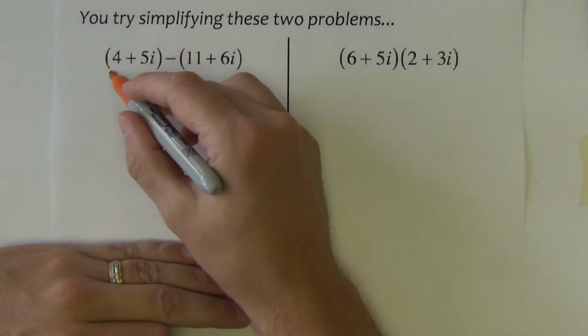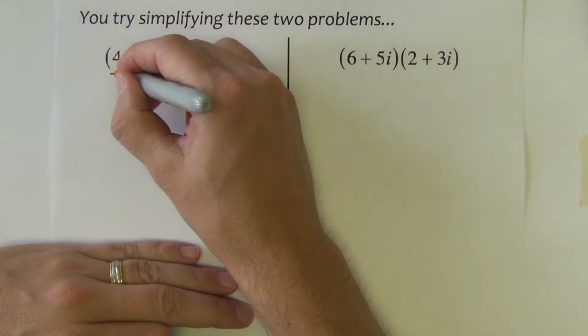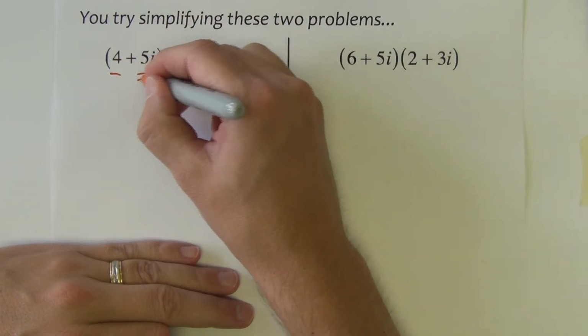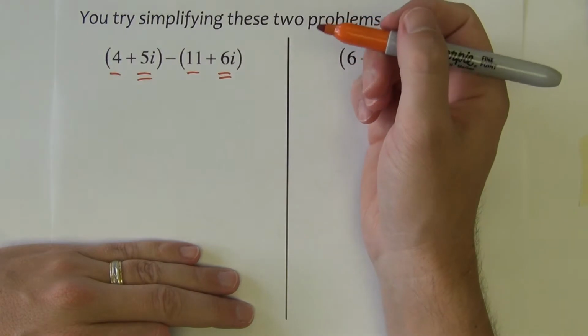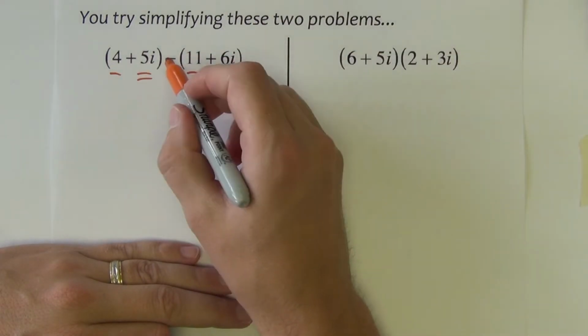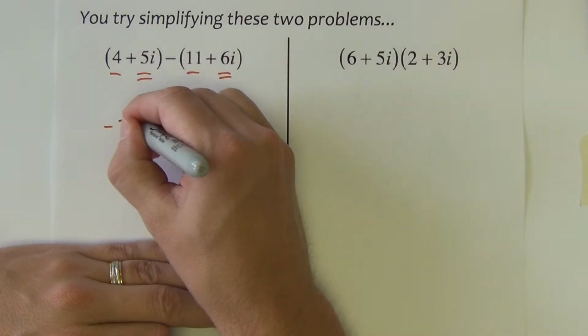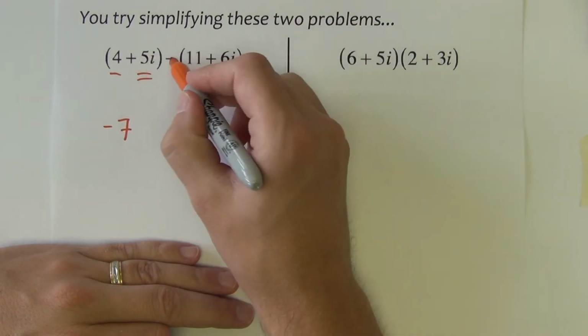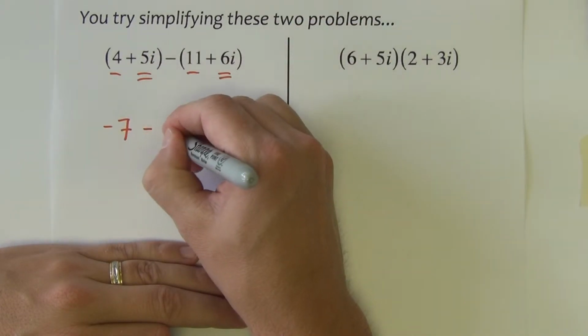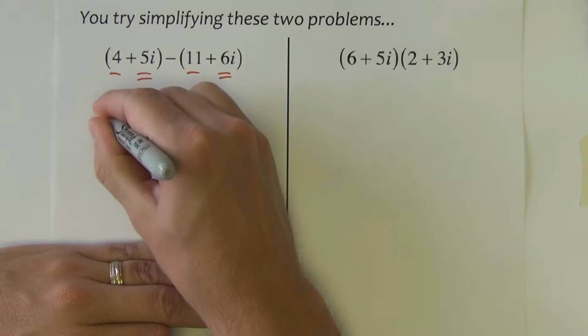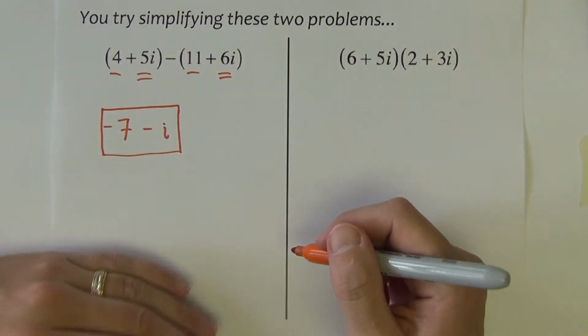First one is a subtraction problem, so it's just like terms. Finding my real and imaginary like terms. 4 minus 11 is negative 7. 5i minus 6i is negative i. That's done.